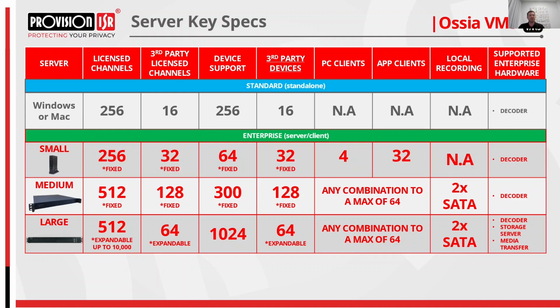So you can't buy a small server and request additional licenses. You can't buy a medium server and request less licenses. What you buy is what you get. You cannot expand. You cannot adjust the licenses.